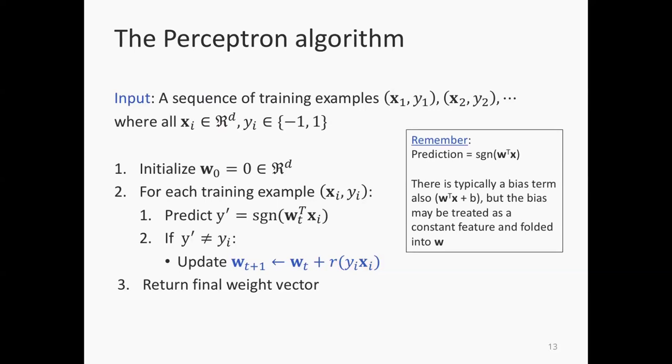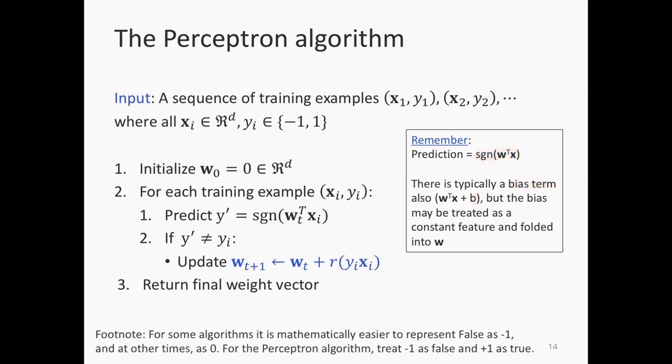The prediction I say is sign of w transpose x, but you need to always have a bias term b. The bias term can be treated as a weight associated with a constant feature and get folded into the weight vector. So I'm never going to show the term b here, but in every single algorithm that I present for linear classifiers, always assume that there is a bias. Otherwise, this will be an impoverished model.